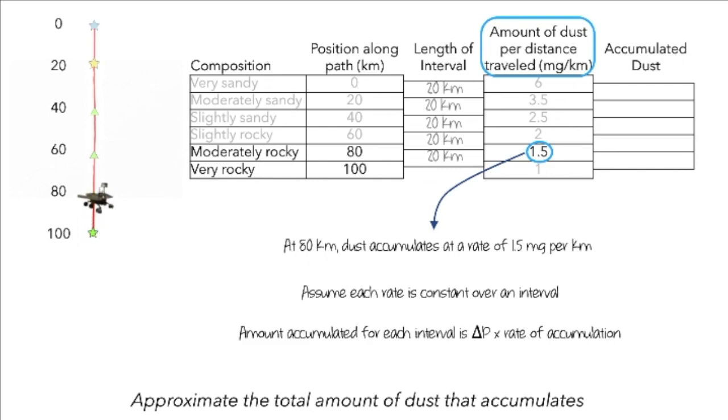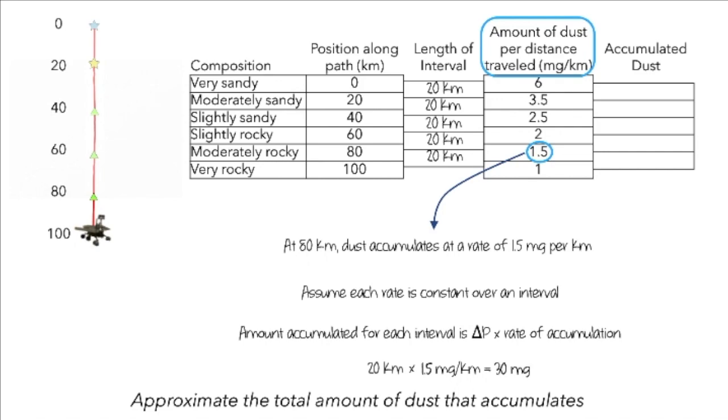For example, over the interval from 80 to 100 kilometers, the rover travels 20 kilometers. If we're assuming that dust accumulates at a rate of 1.5 milligrams per kilometer for the entire 20-kilometer interval, then the rover would have accumulated 30 milligrams of dust over that interval. We could do this for each of the intervals.